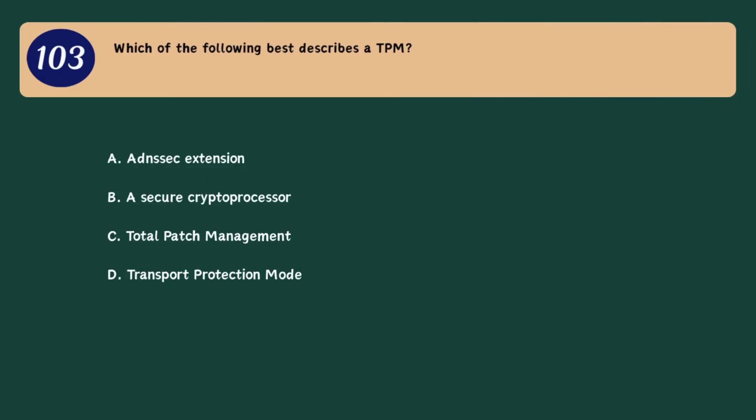Question 103. Which of the following best describes a TPM? A. A DNSSEC extension. B. A secure crypto processor. C. Total patch management. D. Transport protection mode.